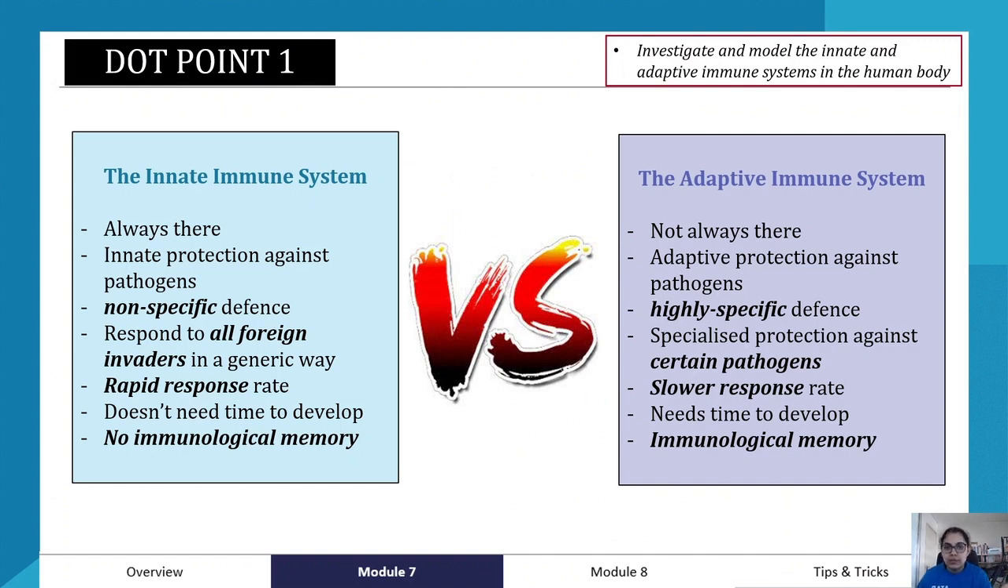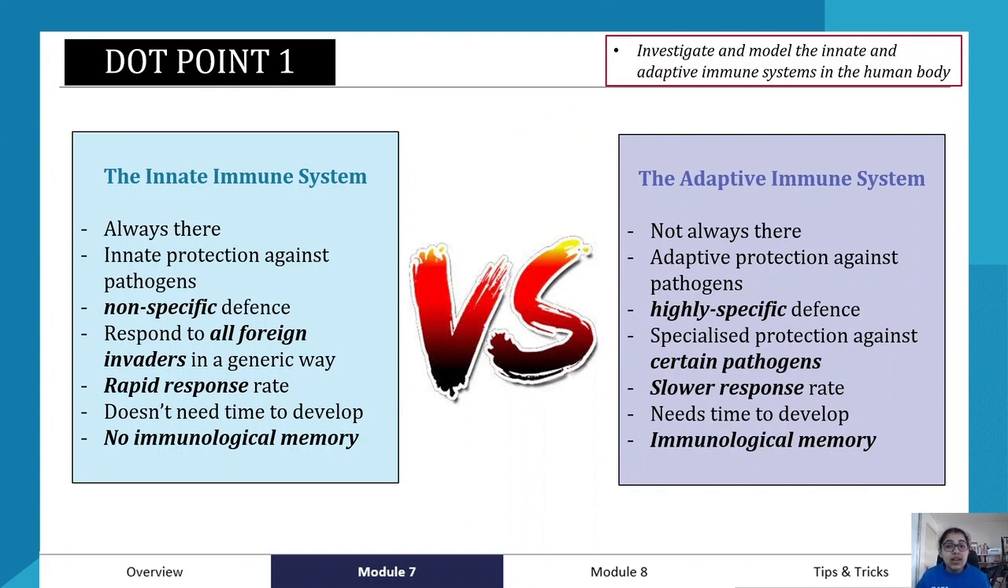Now, what is the difference between the two? Essentially, the innate immune system includes both the first and second line of defense, and it is always there. It is always protecting us. It doesn't start working when we are hurt or when something happens. It's always there. It provides us innate protection against pathogens, and it is non-specific. So it's not going to react differently to different pathogens. It's going to react in the same way to all pathogens. It's quite a generic way to react to all of them.